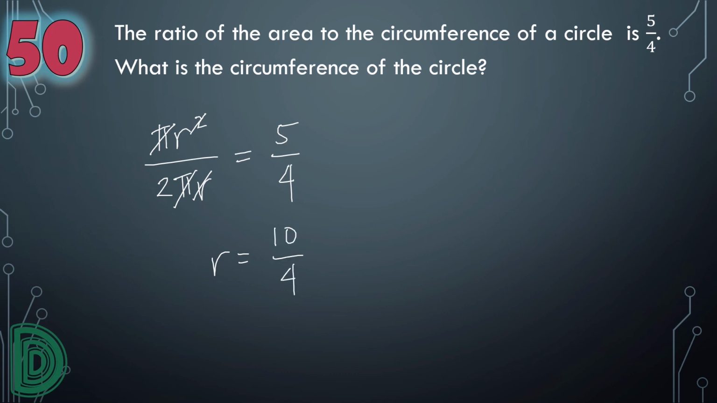If we're looking for the circumference of the circle, that will be 2 pi times r. 2 over 4 is 1/2. 10 divided by 2 is 5. Therefore, the circumference is 5 pi.